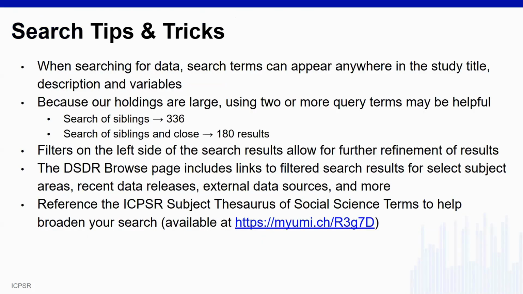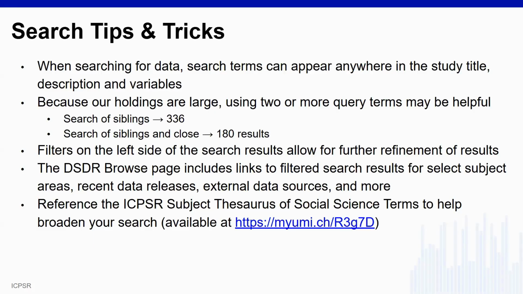I'd like to end this section by sharing some search tips and tricks. It's important to first note that when performing a data search, the search terms can appear anywhere in the study title, description, and in the variables themselves, such as the value labels. We recommend using multiple query terms when possible. For example, when I searched for siblings, I got 336 results. I was able to cut that number in nearly half by thinking about what I was really looking for. And in this case, it was about sibling relationships and more specifically, whether siblings were close, which is why in the earlier example, you saw siblings close.